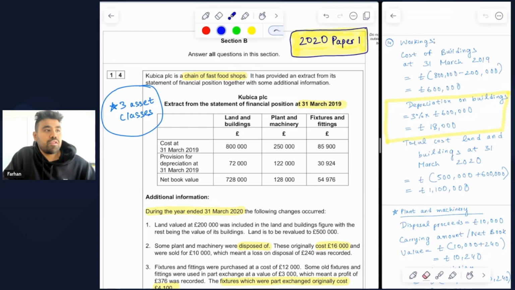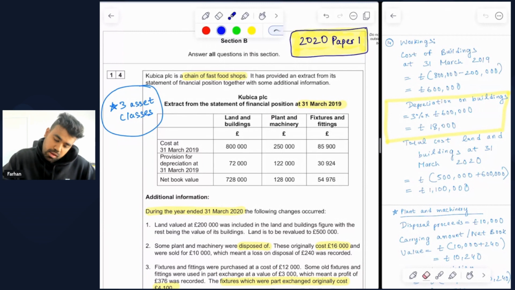As you can see, I'm circling here on the left-hand side. So this is already given in the question. We know that on disposal of this plant and machinery, there was a loss of £240. If that is the case, how can we use the disposal proceeds and the loss on disposal to find the net book value of the plant and machinery that we have sold?